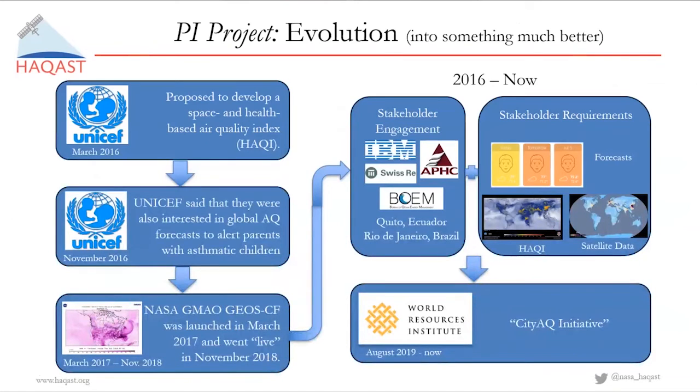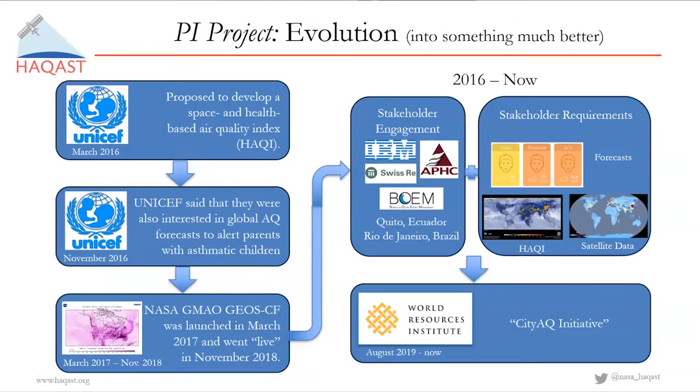My PI project went through a bit of evolution, and it grew from what I considered a really great project into something much bigger and better than I conceived, and certainly ambitious. Originally I proposed to develop a space and health-based air quality index called a HACI. And the stakeholder was UNICEF. They were interested in getting air quality information to help assess how children's health is being affected by air pollution around the world, and the advantage of the satellite data is spatial coverage.